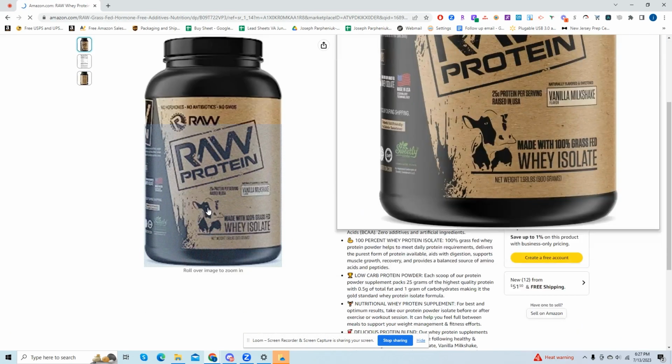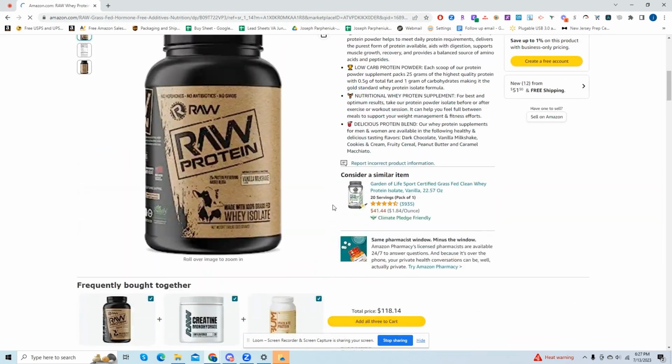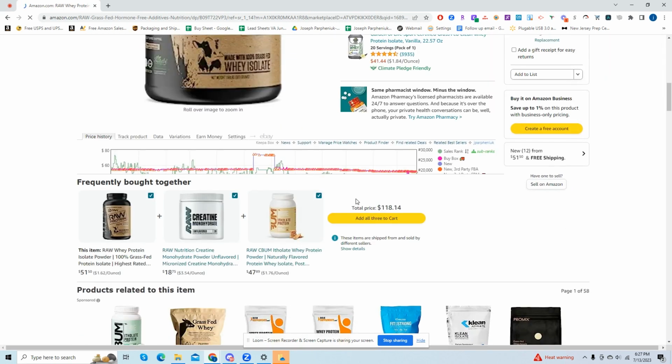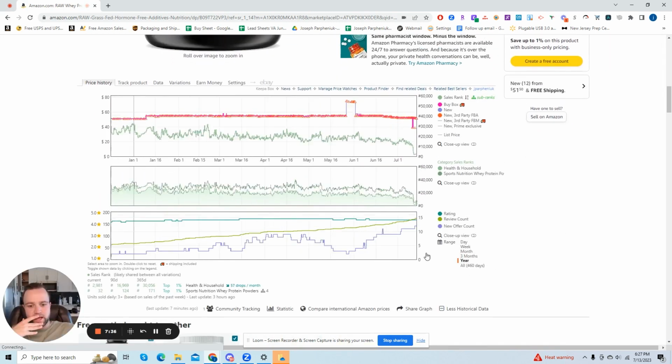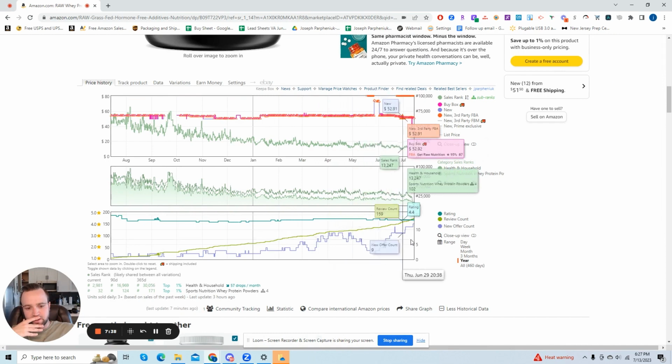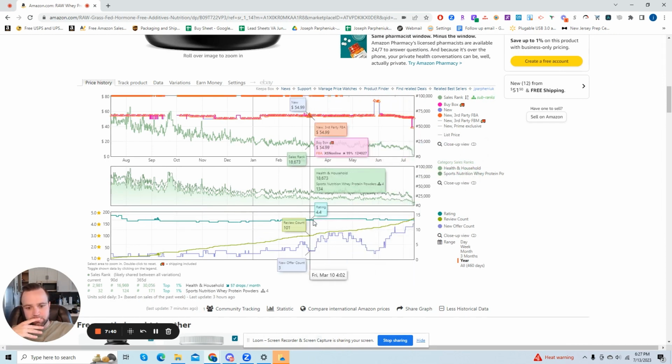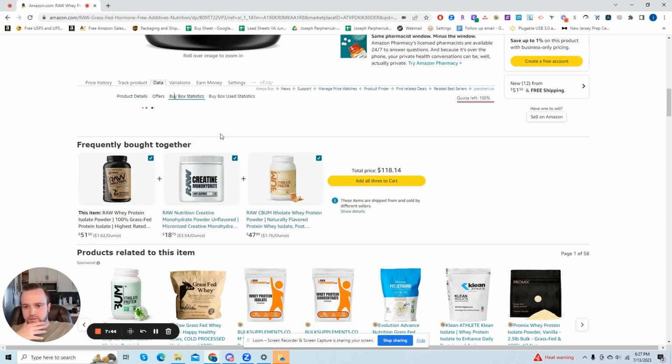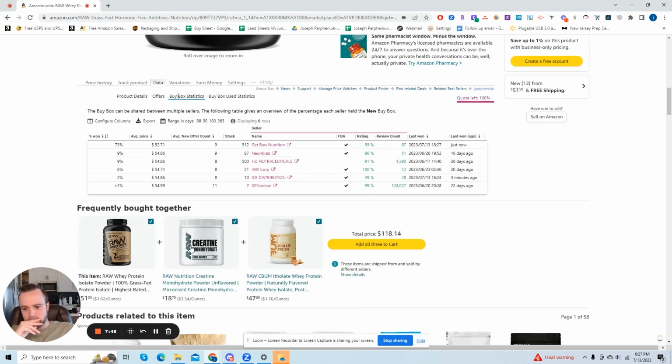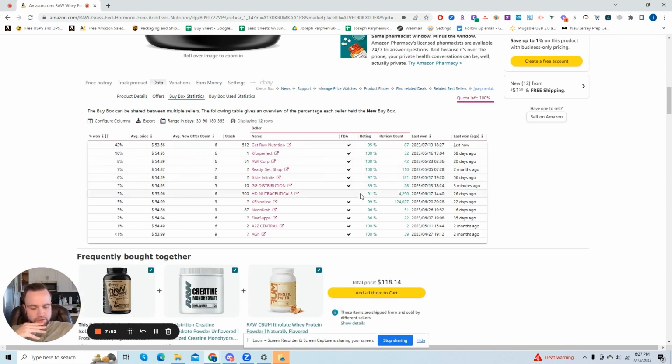So we have this raw protein product right here. I believe this is also wholesale. Yeah, you can see that this is staying under 10 sellers most pretty commonly. And the brand's also on the listing, but let's see if we can look in the buy box. Does seem to be some smaller sellers here. We do see a big player here.